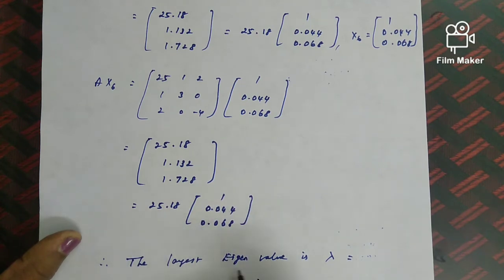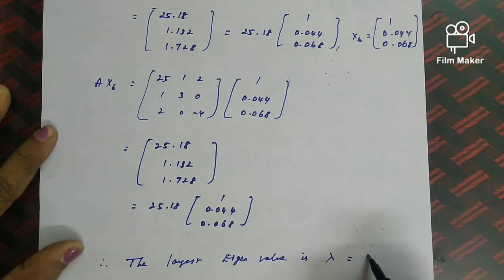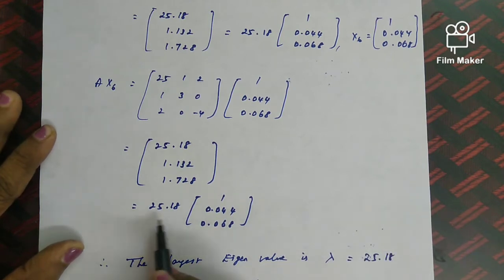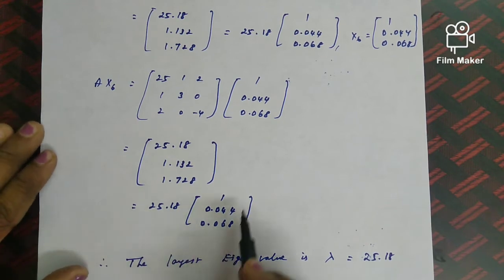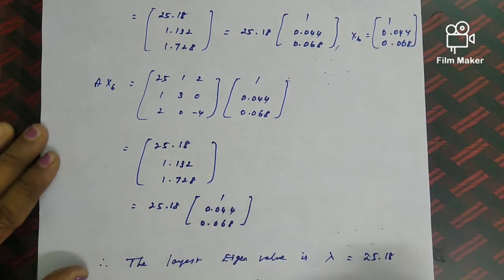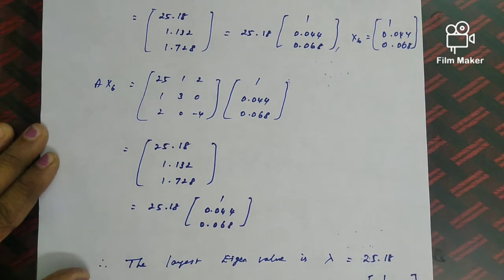Therefore, the required largest eigenvalue lambda is 25.18 for the given matrix, and the corresponding eigenvector is 1, 0.044, 0.068. So this is the required eigenvalue and eigenvector for the given matrix.